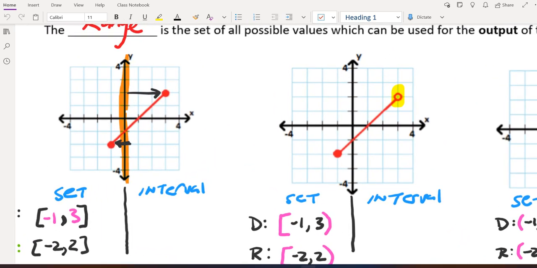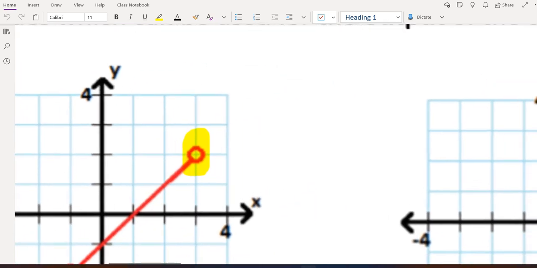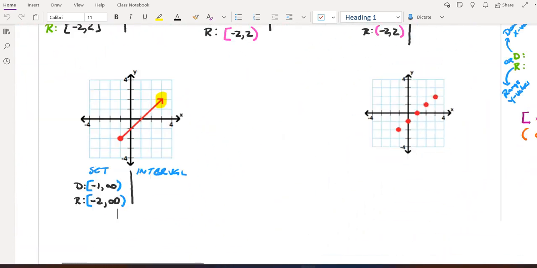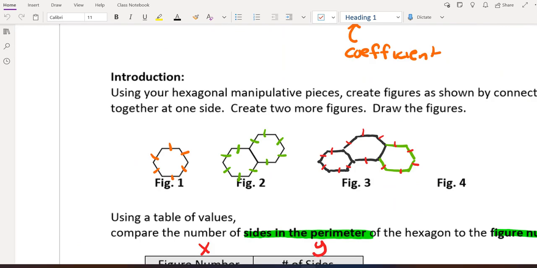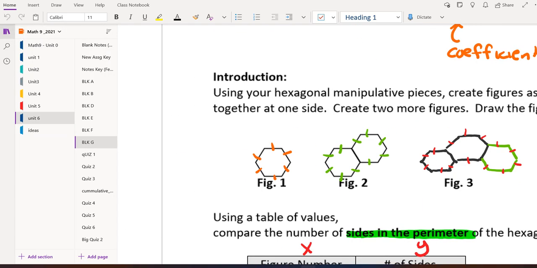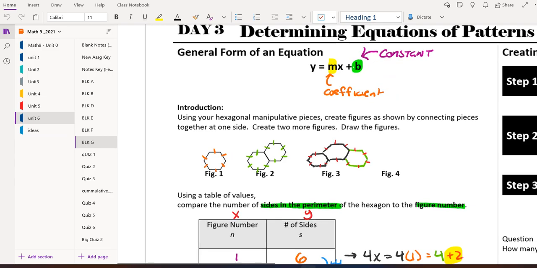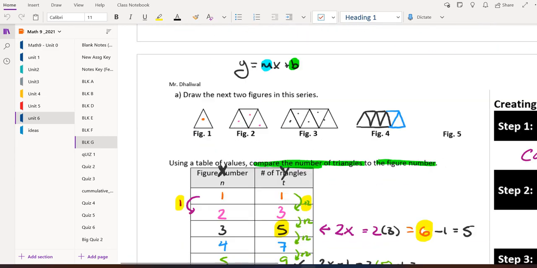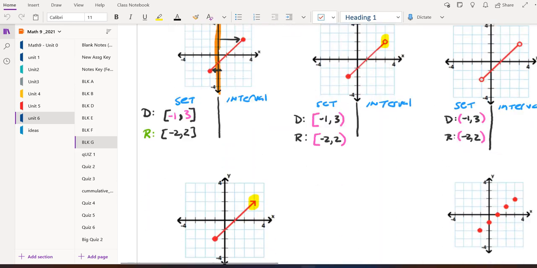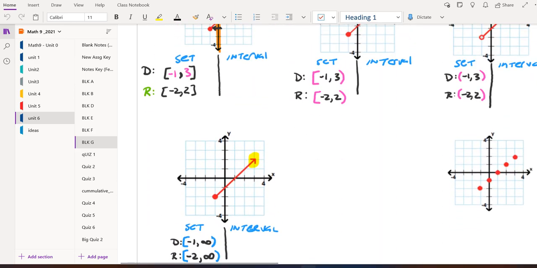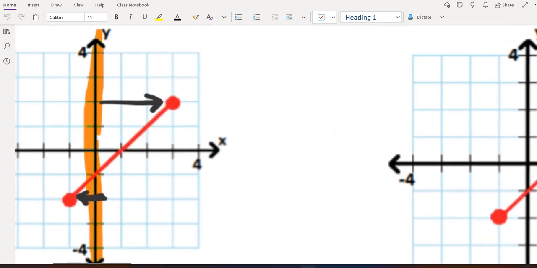We had different kinds of endings to our lines. We had solid dots, we had hollow dots, we had arrows. The solid dot meant that, where did that go? That is not right. That's a long time ago. Yeah, it just jumped. That was like 4 months ago. So the solid dot meant that the point was included.